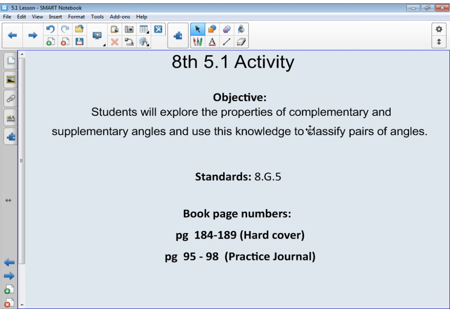Okay, this is 8th grade activity 5.1. In this activity, students will explore the properties of complementary and supplementary angles and use this knowledge to classify a pair of angles. The standard covered in this lesson is 8G5. The page numbers out of the hardcover book are pages 184 through 189, and out of the practice journal, pages 95 through 98.